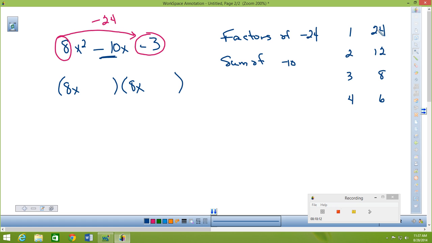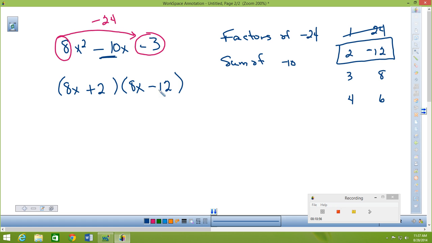Well, 1 and 24 isn't going to work. Okay, but what about 2 and 12? 12 minus 2 is 10, right? Okay, but I want it to be negative 10. So if this one is positive and this one is negative, then I end up with negative 10. Okay, 2 times negative 12 is negative 24. 2 plus negative 12 is negative 10. Okay, so I'm going to put plus 2 minus 12.